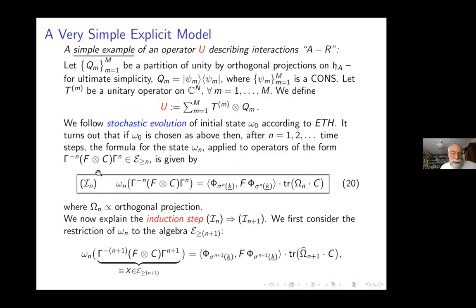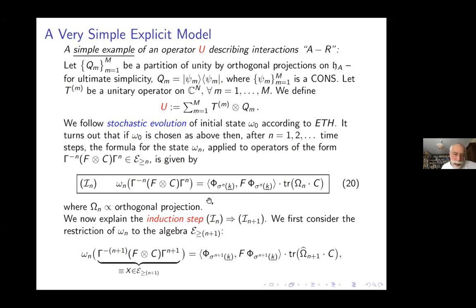If I apply my state at time n to operators of this form, it turns out it's given by the expectation of F in the state φ applied to the sequence κ, but shifted by n steps, multiplied with the trace of a density matrix ω_n multiplied by the operator C. ω_n, and that's part of the induction hypothesis, is proportional to an orthogonal projection on the atomic Hilbert space.